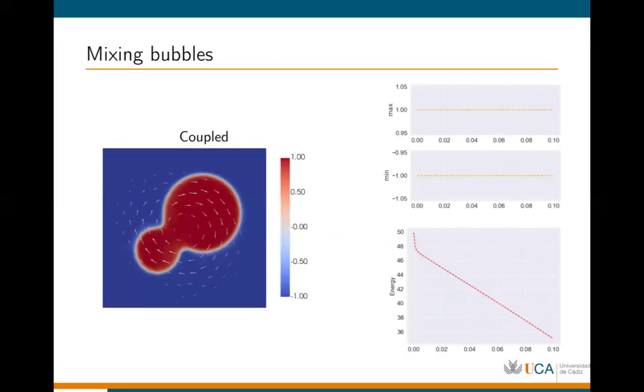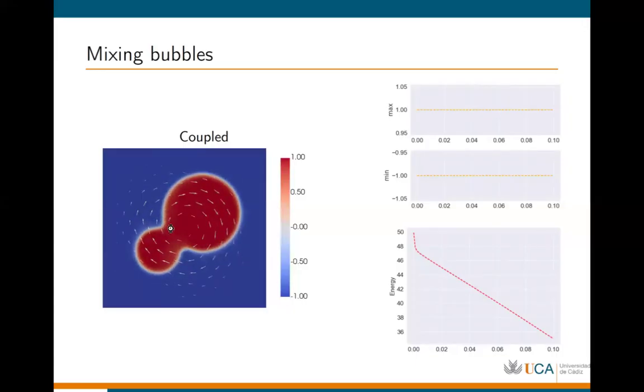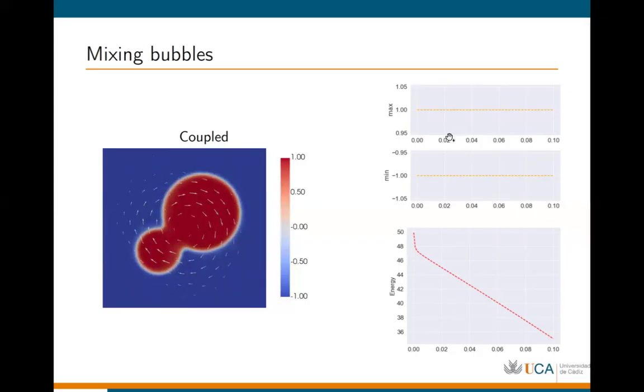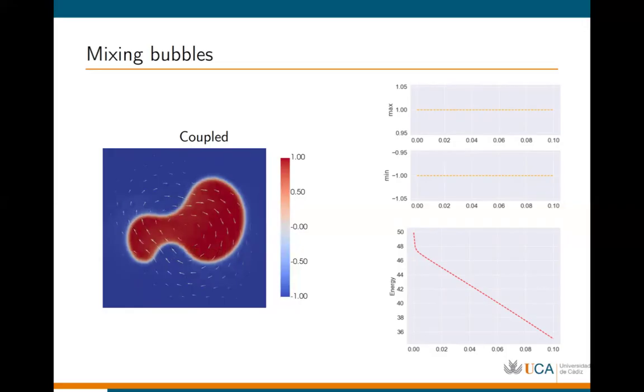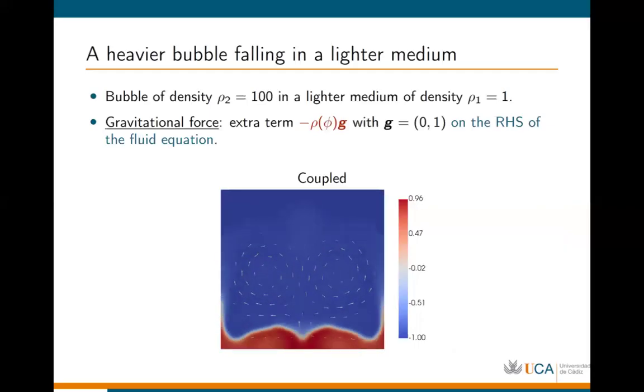So first numerical example, we consider two bubbles that are spinning due to a rotating velocity, and we see how these bubbles rotate and aggregate in this region where they are touching each other. If we look at the properties of our approximation, we have that the upper and lower bounds are preserved, and the energy is decreasing as predicted by theory. This is a very simple approximation just to make sure that the properties that we predicted in theory are working in practice.